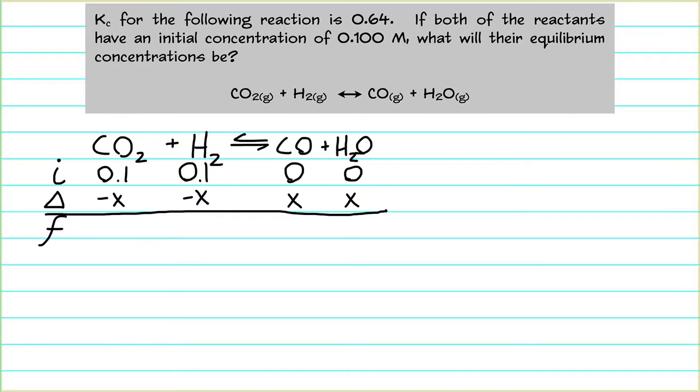You would best be served if you take the balanced equation and put the coefficients, if there are any, in front of your x. The coefficients here are all 1, so it's going to be 1x for each of these. So when equilibrium is established, we're going to get 0.1 minus x for this reactant, the same thing for the second reactant, and then finally x for each of the products.